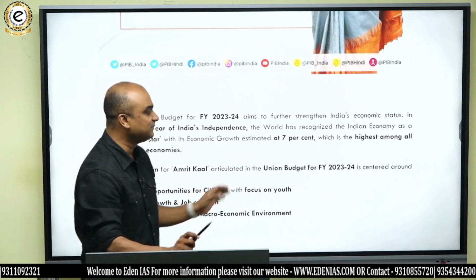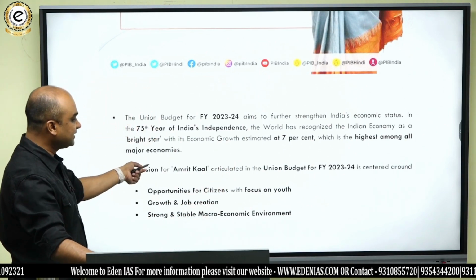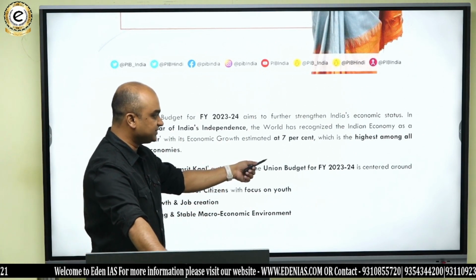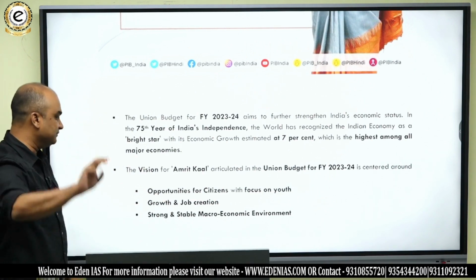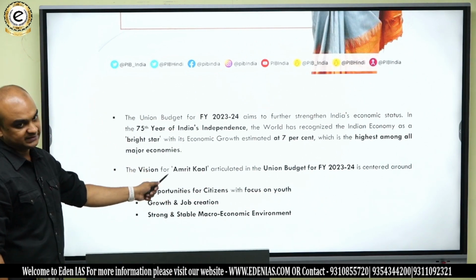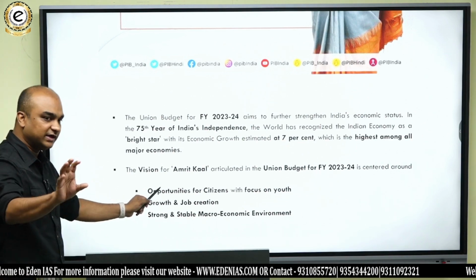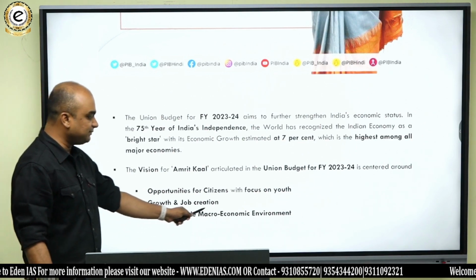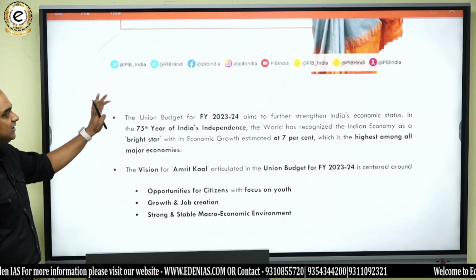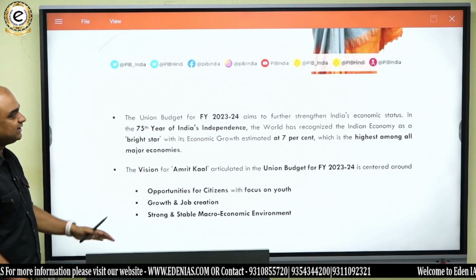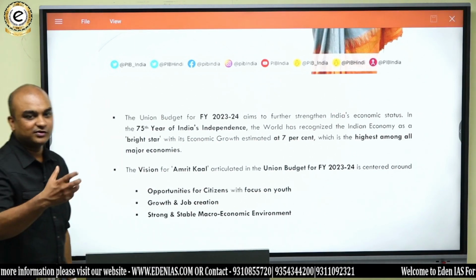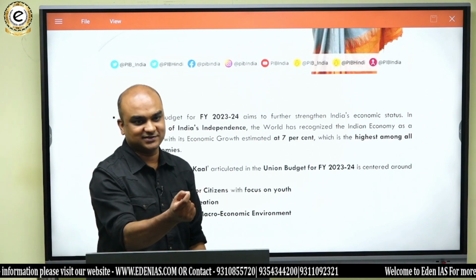Correct? Now, the vision of Amrit Kal articulated in the Union Budget, it is centered around three core themes. First is opportunities for citizens, especially focusing on the youth, growth and job creation, that is for inclusive development, strong and stable macroeconomic environment. Again, see, I have tried that more of the budget you read and learn through slides. Do you understand that?